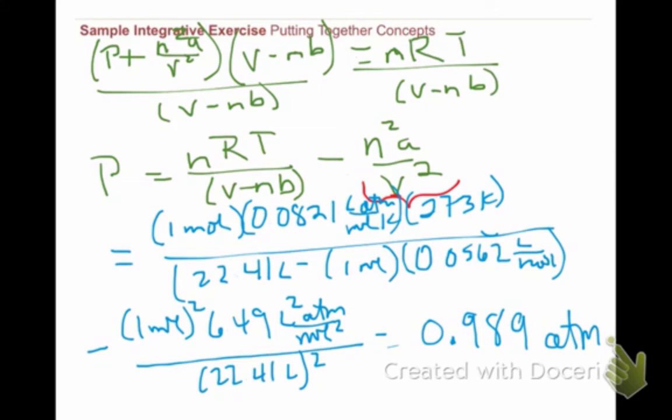So for chlorine at these conditions, is it far off of ideal behavior? No, because it's about 1 atmosphere. What's STP? 273 Kelvin and 1 atmosphere. So it's not that far off.